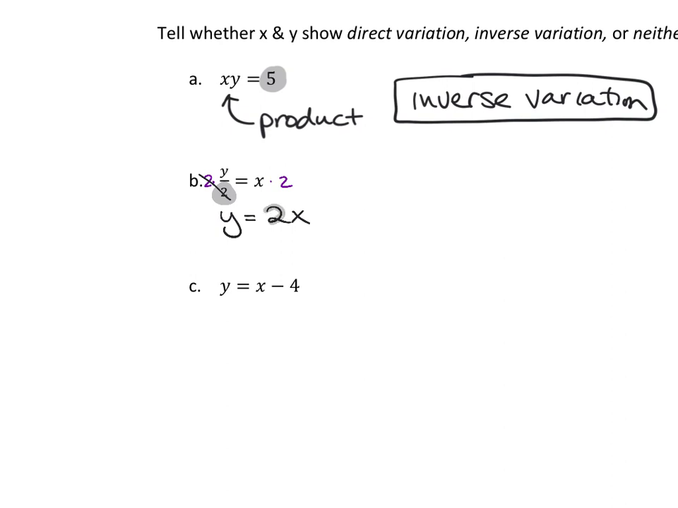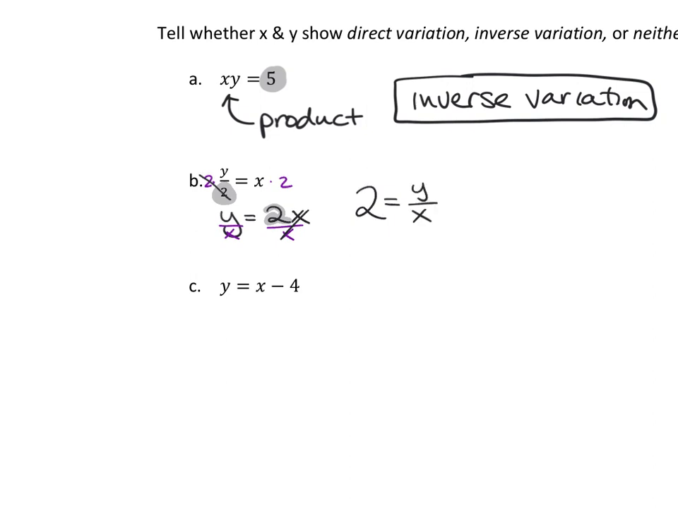Now again, we're trying to get the 2 by itself, which is a weird concept. We've never done that before. What do I have to divide both sides by to get the 2 by itself? X. Weird. Okay, we do that. The x's are going to cancel each other out, and I would have 2 equal to y divided by x.